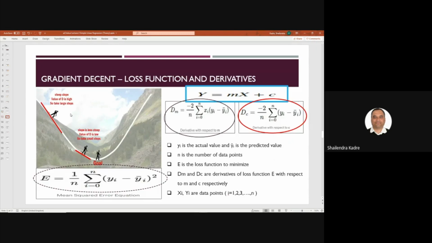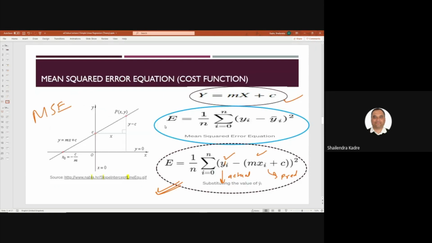I don't want to go into the math, but as somebody rightly said, this equation is there: E equals 1 upon n, sigma of i equals 0 to n, (y actual minus y predicted). Our student community said we want to minimize this. Minimizing means we have to take a partial derivative of this, with respect to the variables.